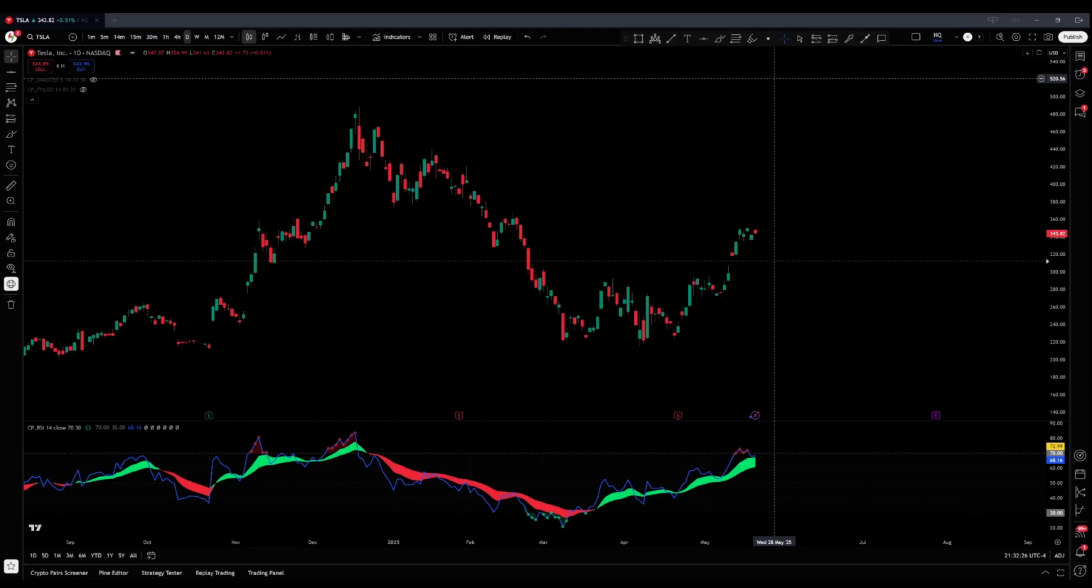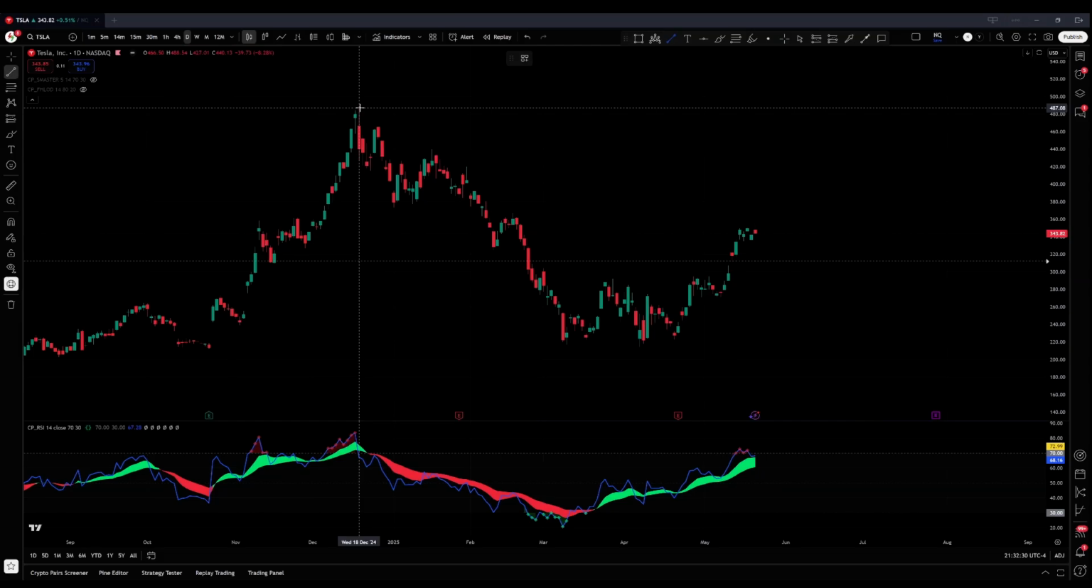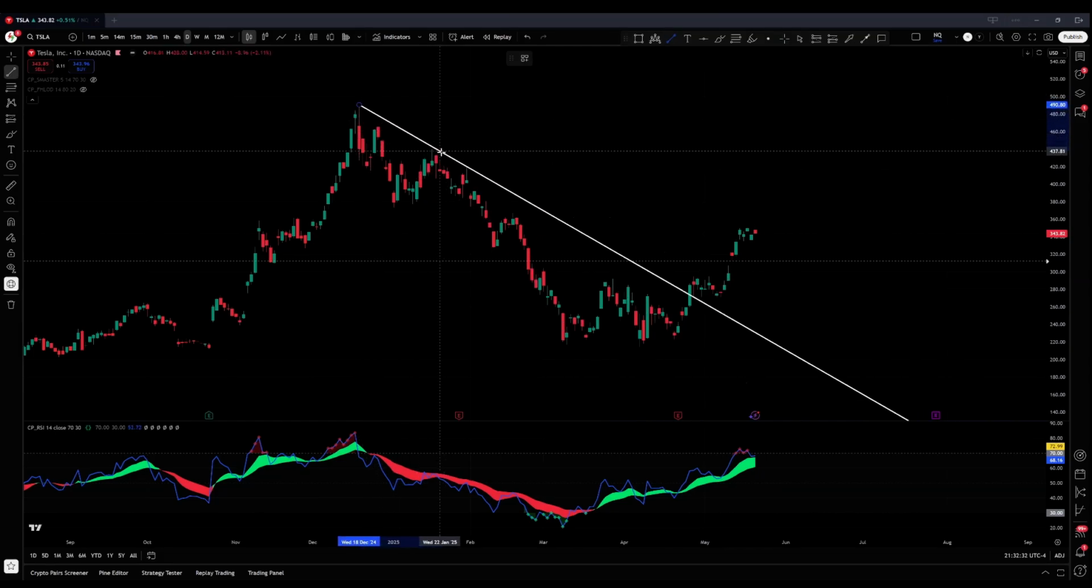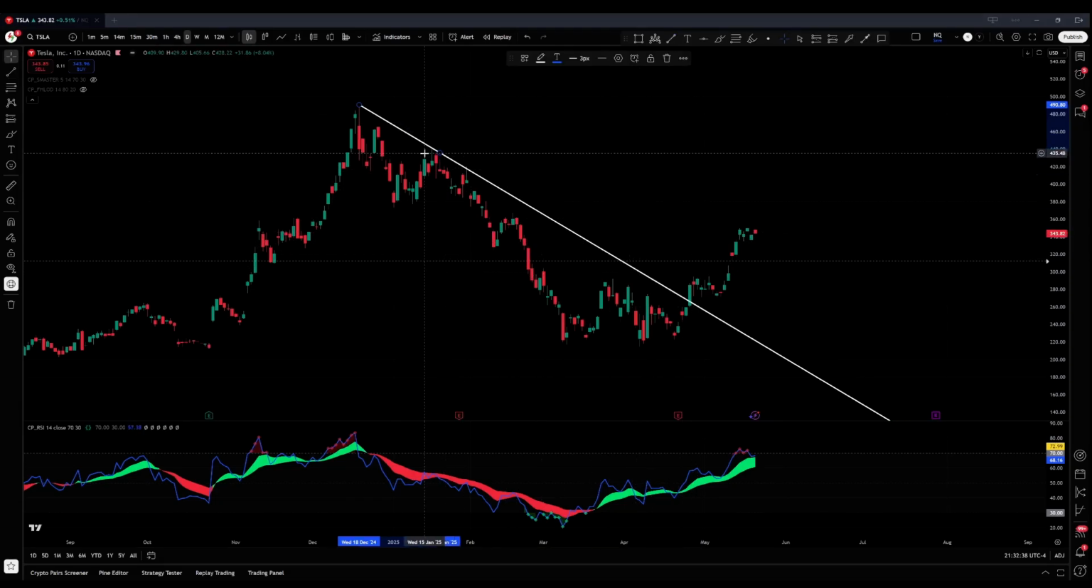I'm going to talk about Tesla, trend lines and support regarding Tesla, and where Tesla might be going next. All right, so trend lines on Tesla. From this pivot key here, we talked about trend lines in some of the other videos. We'll draw this line here on Tesla.